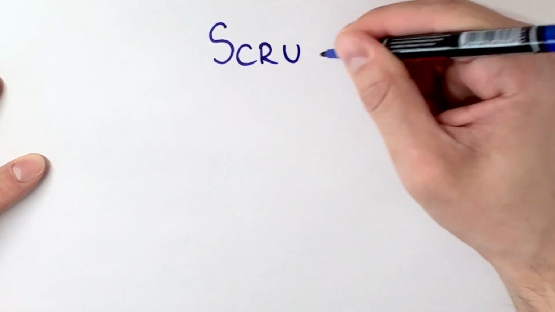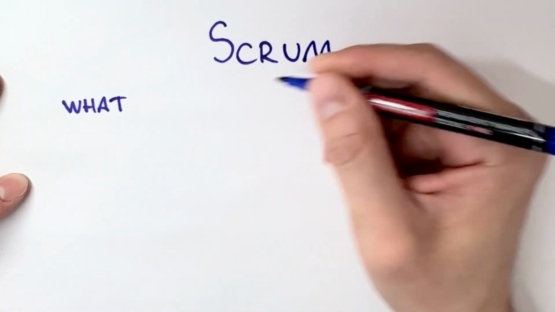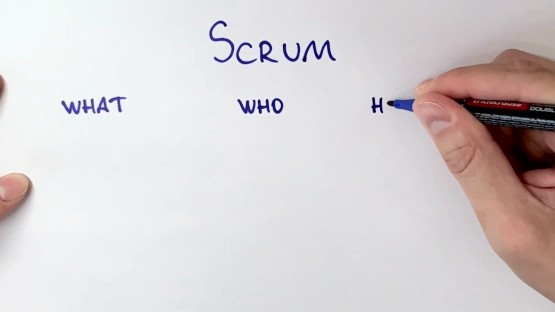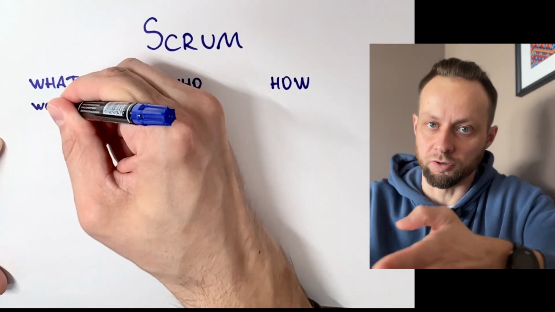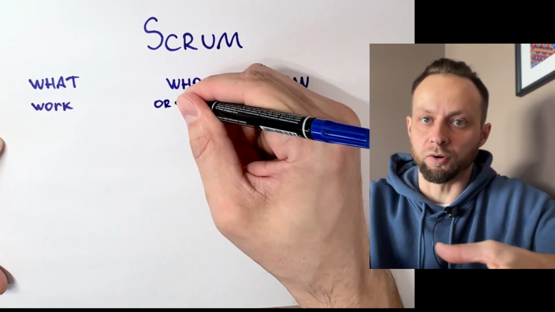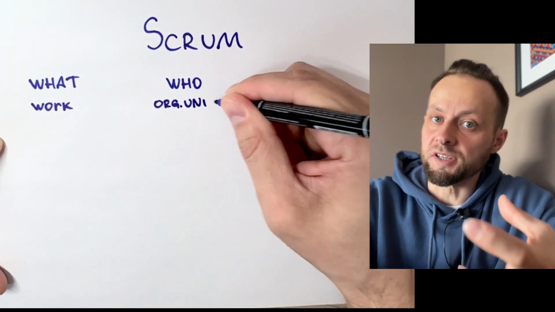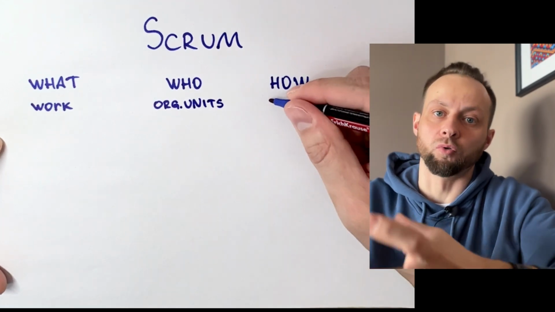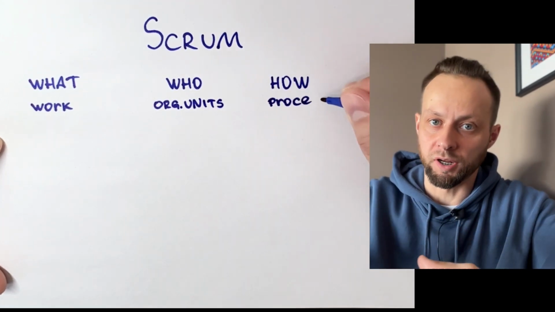Hi there, I'm going to explain Scrum to you in less than 10 minutes in simple language, comparing it to the traditional approach. Usually it all starts with you having work that has to be done. Then you decide who will do this work and how they are going to do it. So there are three main questions: what, who, and how, and three main parts: the work itself, the organizational units, or the teams or departments, and the process of how the work will be done.